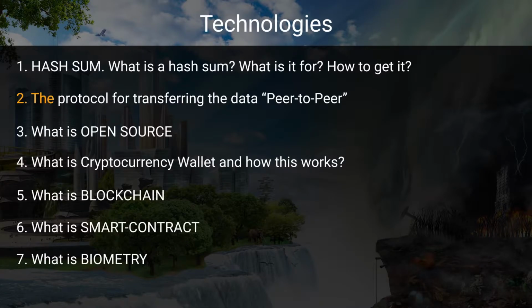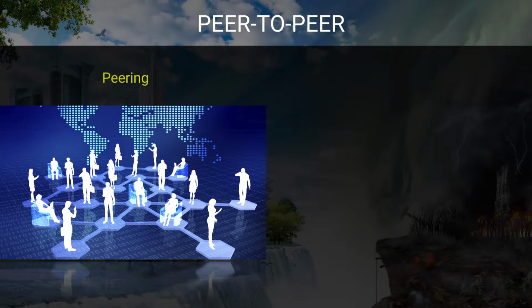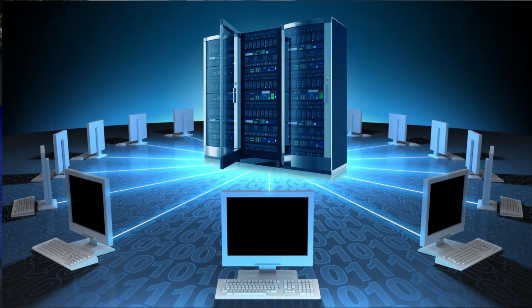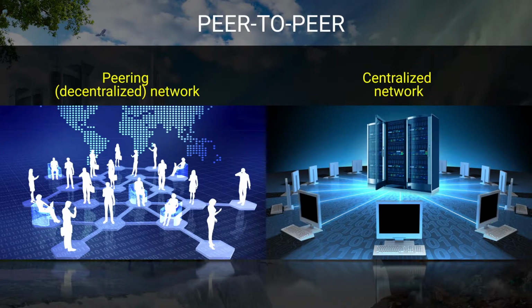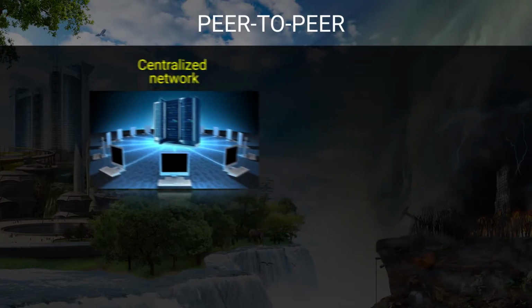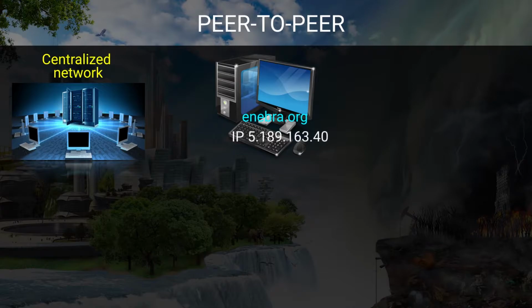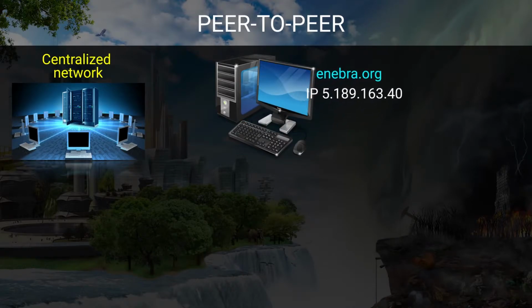Let's talk now about the peer-to-peer data transfer protocol, or the so-called peer decentralized network, and what is the difference between it and a usual centralized network. A centralized network is based on using centralized servers and on the working of client-server applications. A server is a simple computer which is constantly connected to the internet and has an external IP address that allows anyone to find and connect to it through the internet.